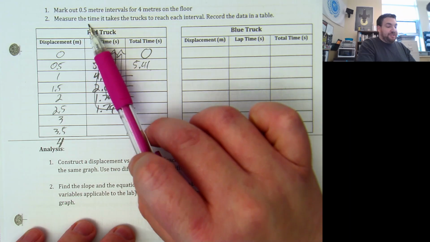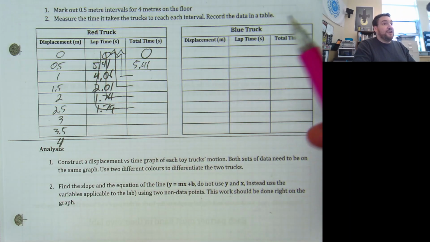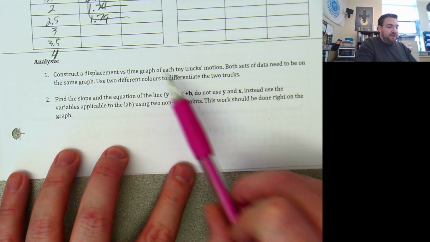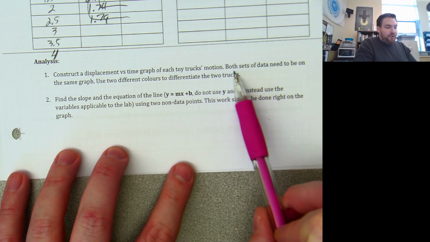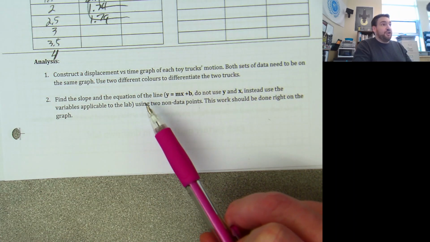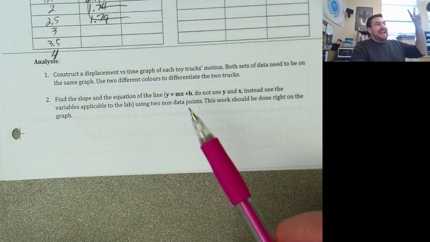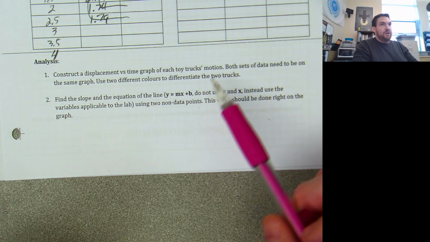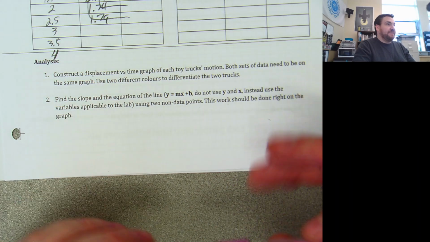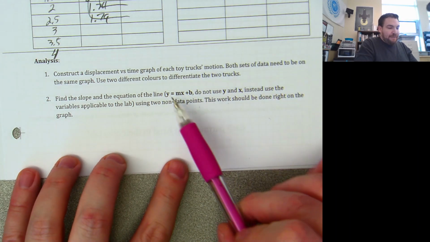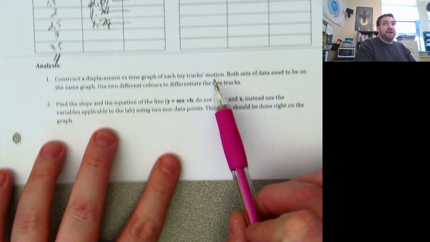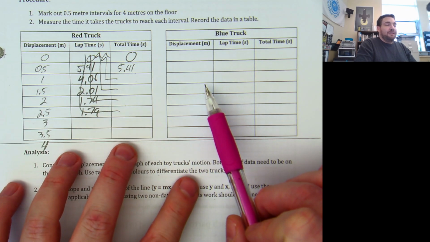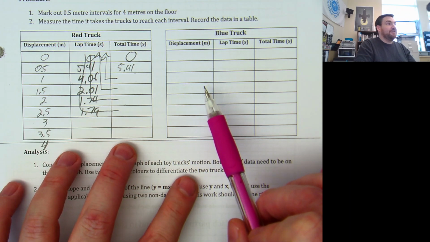You're going to measure out the time it takes the trucks to reach each interval, and then you're going to graph that data. You're going to construct the displacement versus time graph of each truck's motion. Both sets of data need to be on the same graph, and you're going to do it both by hand and on a computer, which you'll have time to work on in this lab tomorrow. Use 2 different colors to differentiate the 2 trucks. How you choose to assign colors to the trucks is up to you.